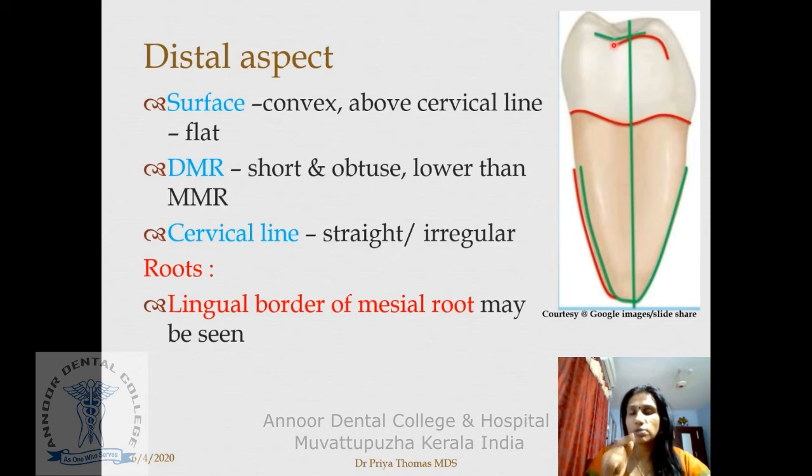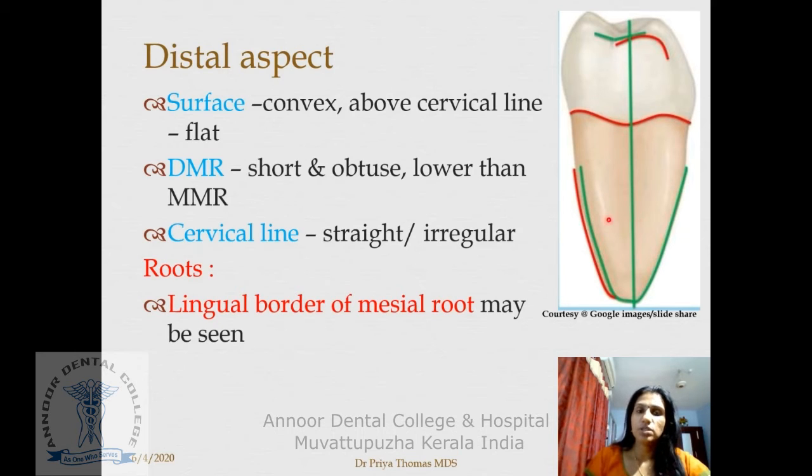You can also observe your distal marginal ridge. Now, when you compare it with the mesial marginal ridge, this is short and obtuse. You can see here, it is short and it is kind of obtuse. It's placed as an obtuse angle, and it is lower than your mesial marginal ridge. So this is present at a lower height than your mesial marginal ridge. Your cervical line here is very irregular. You can see different curvatures on this line. So it is very, very irregular.